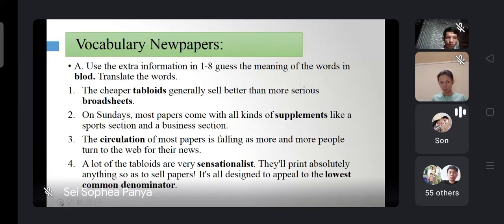For this point, I talk about vocabulary: newspapers. Letter A, use the extra information in 1 until 8 to guess the meaning of the words in bold. Translate the word. 1. The chapter tabloids generally sell better than more serious broadsheets.